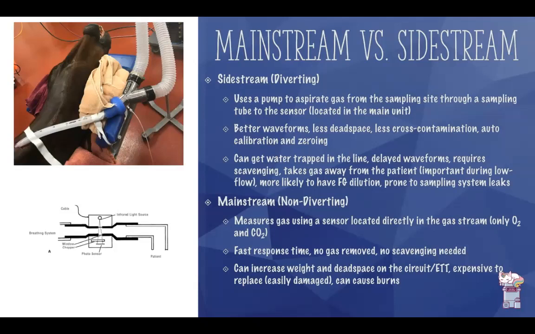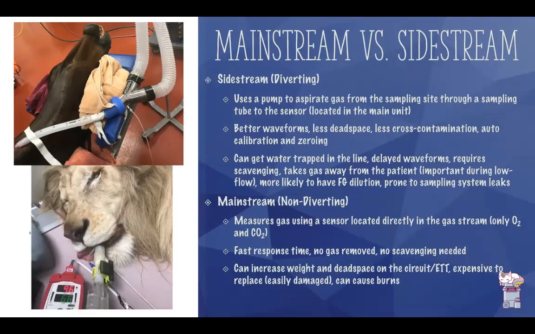Mainstream capnography, also known as non-diverting, measures the gas using a sensor located directly in the gas stream. This type of sensor can only monitor oxygen and CO2, while sidestream monitors can measure many different types of gases, including inhalant anesthetics. Mainstream capnography has a fast response time and doesn't remove any gas from the system, thus no scavenging is required. These types of monitors can increase the weight and dead space on the circuit and endotracheal tube. They're expensive to replace as they're easily damaged, and they can cause burns.